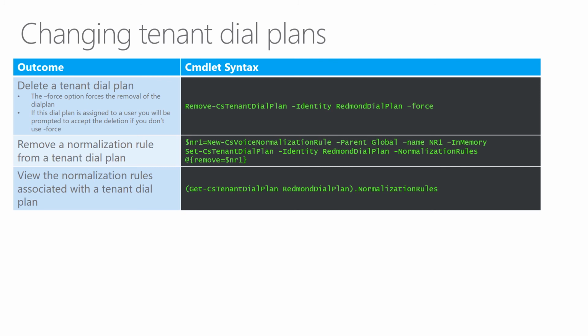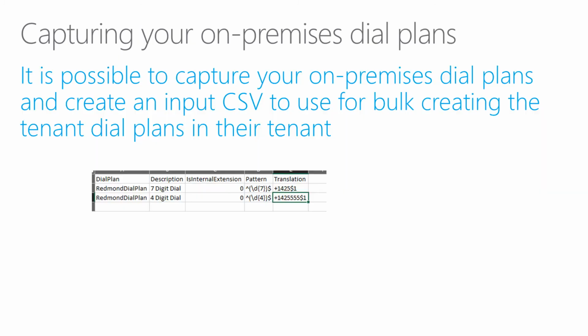Lastly, I've copied again the commandlet that shows how to view the normalization rules associated with a particular tenant dial plan. In this case, you run Get-CsTenantDialPlan, specifying the name of the dial plan. You put this in round brackets, and at the end, you type .NormalizationRules, which will show you and expand the list of normalization rules that are in that dial plan.